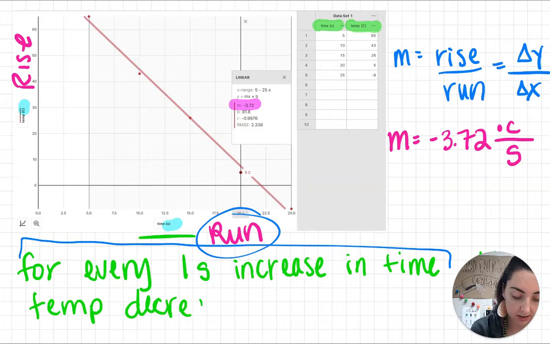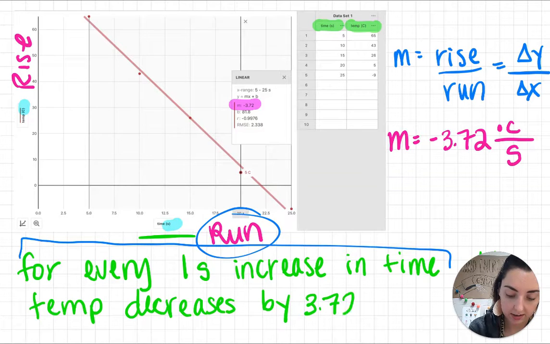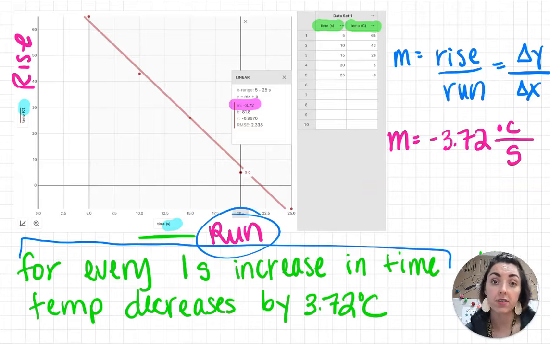Decreases by 3.72 degrees Celsius. And I'm almost done. So that's my basic for every statement just based on the slope.